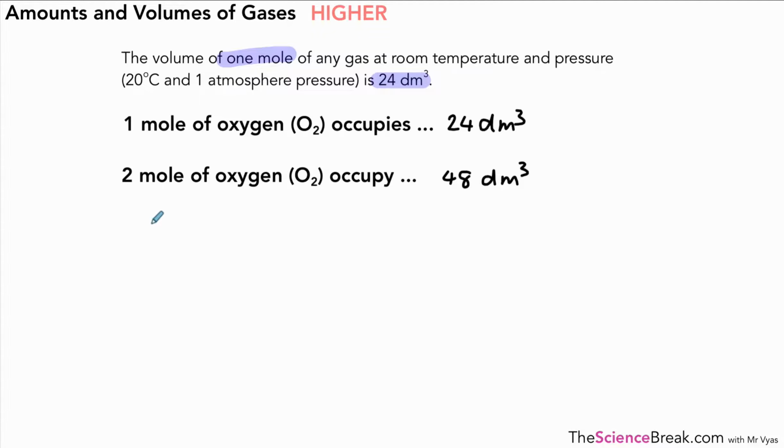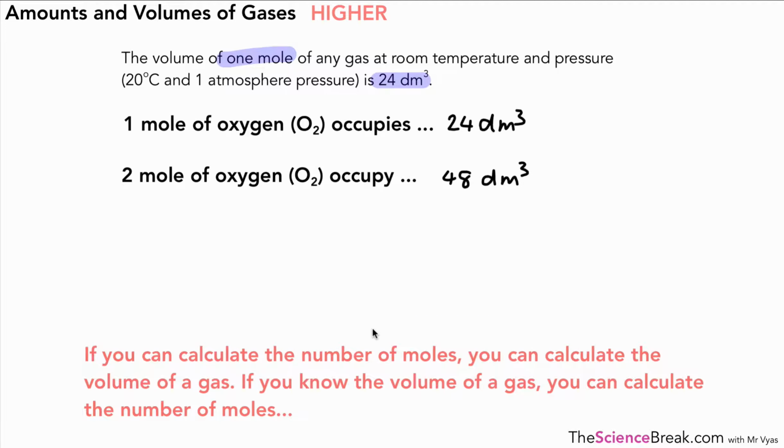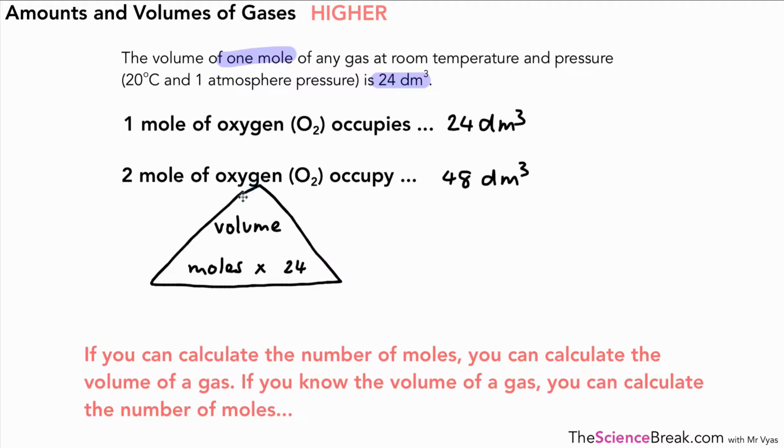What that means is that if you can calculate the number of moles, you can calculate the volume of a gas. If you know the volume of a gas, you can calculate the number of moles. And that's basically linked to the equation we looked at on the last page, and we can make a little formula triangle. If you're not confident with your maths, or if you're not confident in rearranging equations, we can use a formula triangle like this to do the calculations described by the writing in red there.